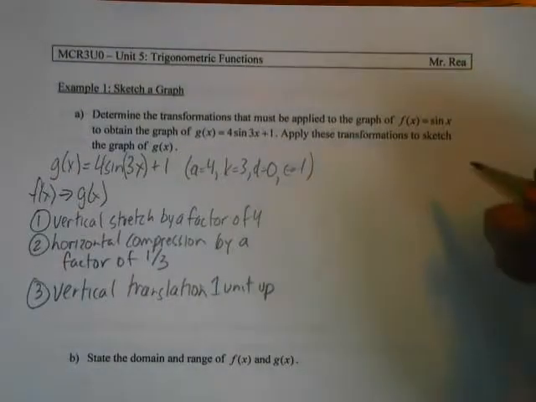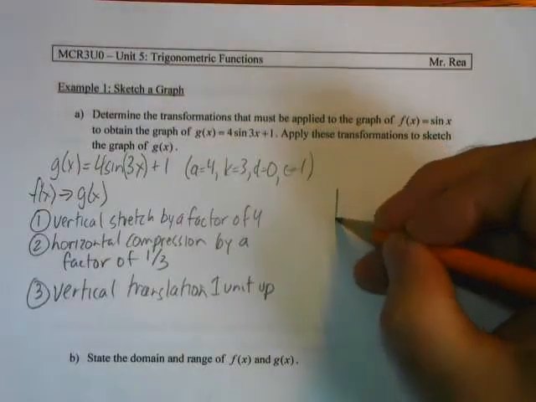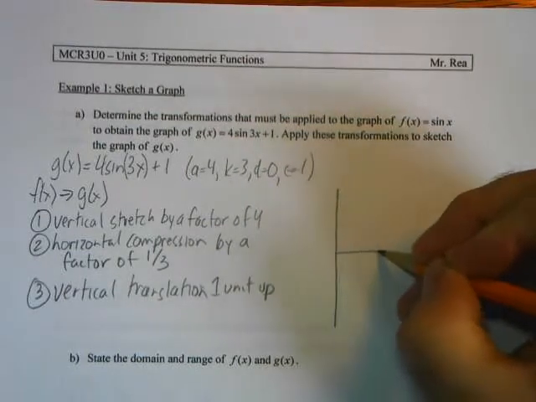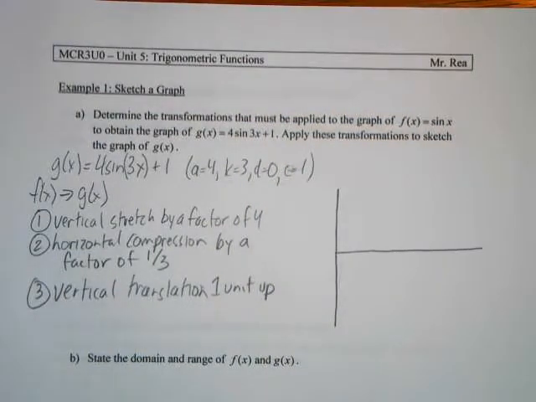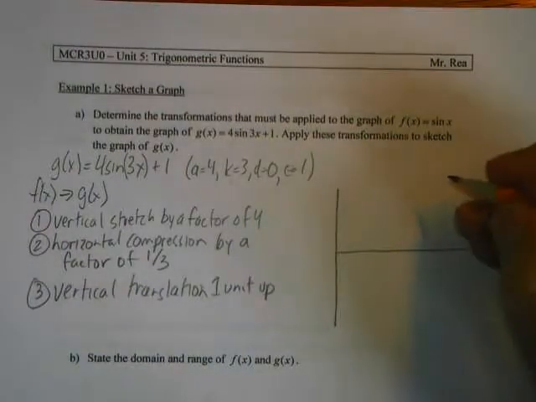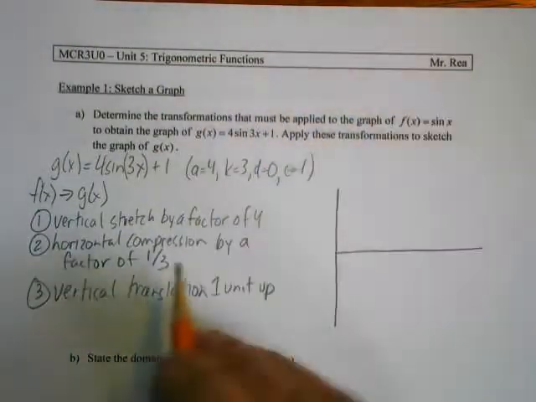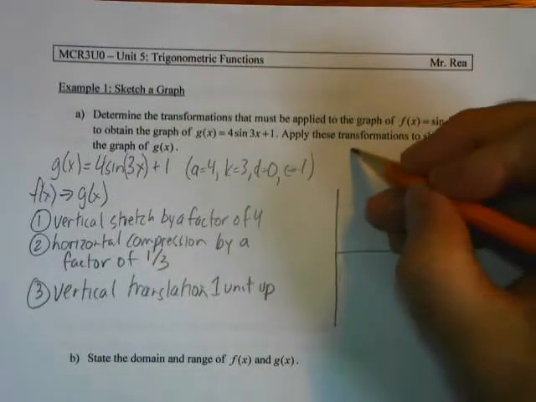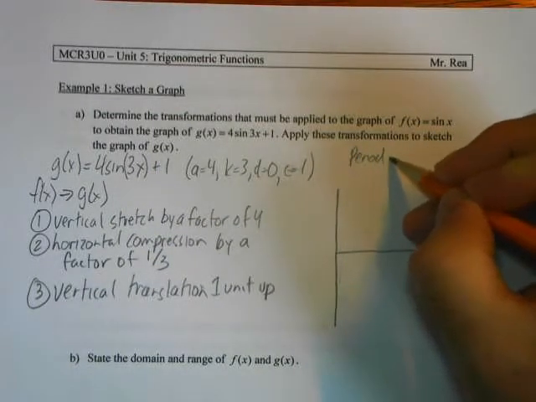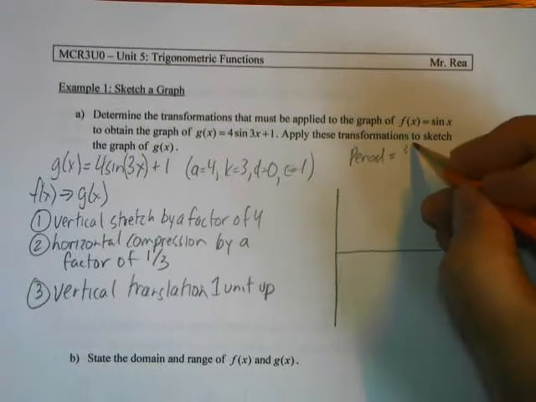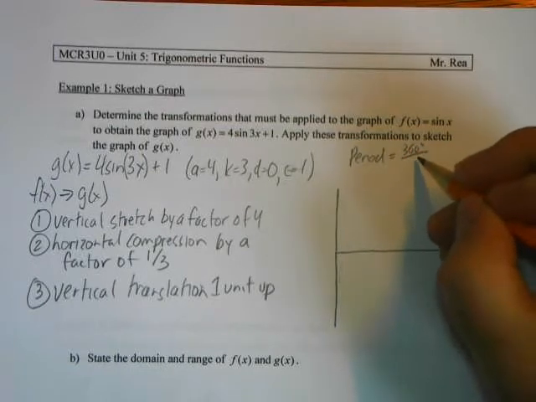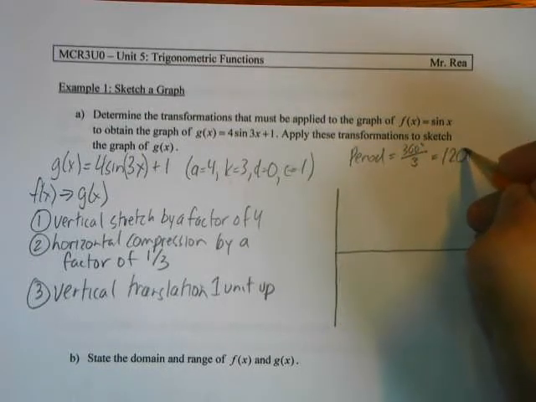All right, so let's do a little sketch of what the g of x function looks like. Now, one thing I'm going to need is to calculate the period. I can see the k value is 3, so therefore the period will be 360 degrees divided by 3, which is 120 degrees.